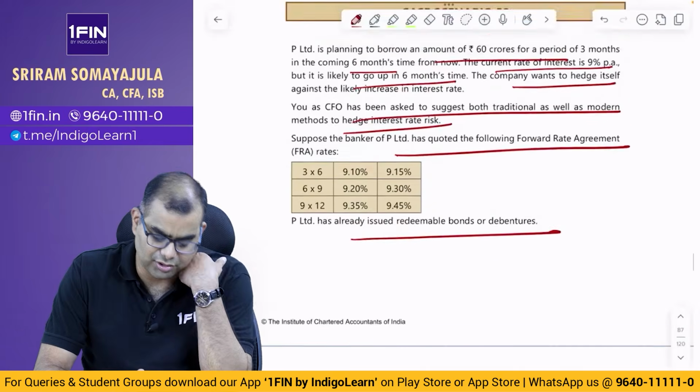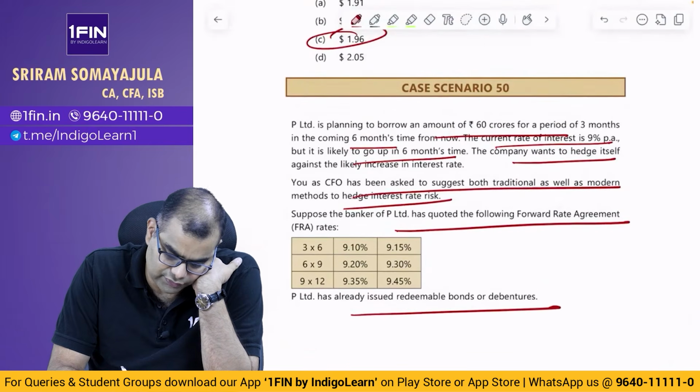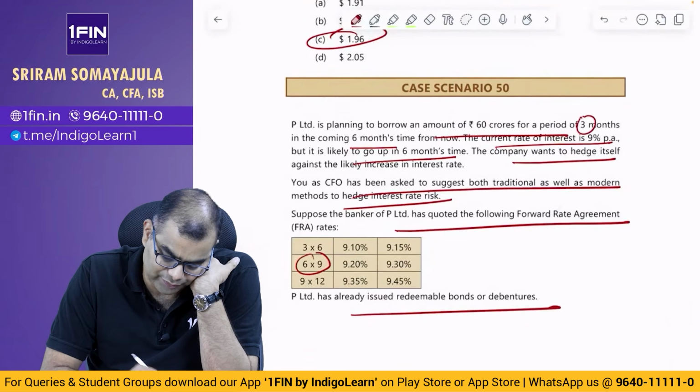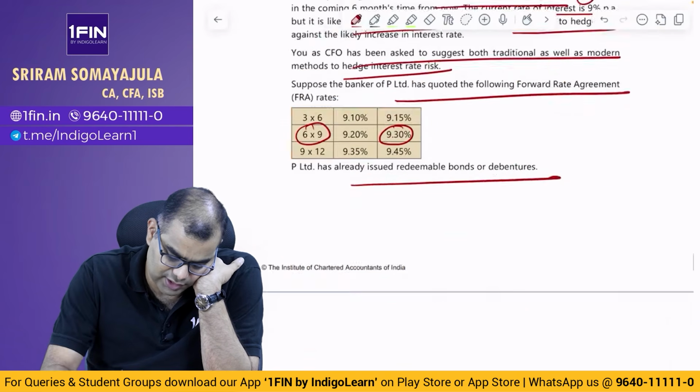So you are going to borrow, what kind of contract is this? For a period of 3 months after 6 months. So this is a 6 into 9 FRA and you are going to borrow. So 9.3%. So answer will be 9.3.